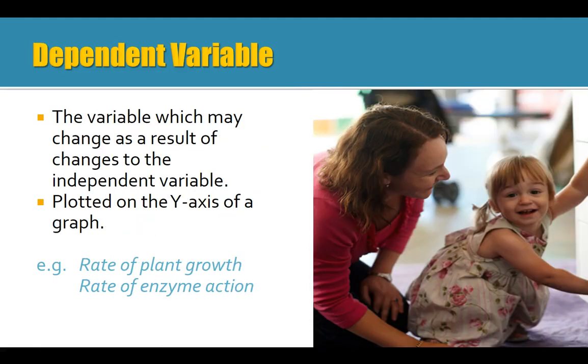So the dependent variable is the variable that may change as a result of the independent variable, and it's plotted on the y-axis of the graph. So if we're talking about our photosynthesis prac, looking at how light intensity impacts on growth, the rate of plant growth is the dependent variable, as that's the variable that is changed as a result of changing the light intensity.